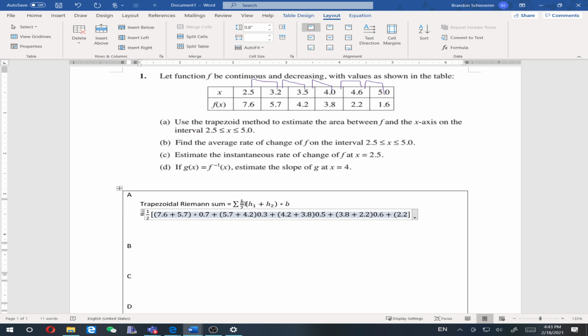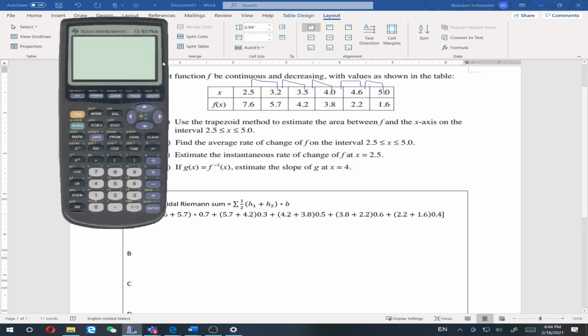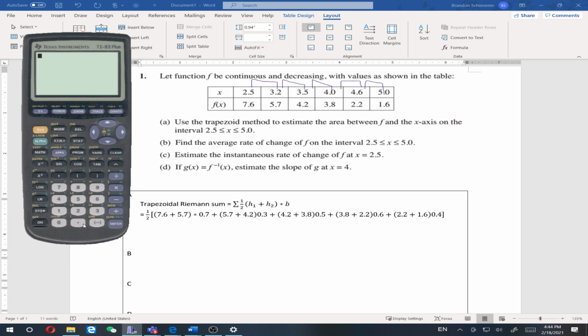Okay, so this will be 2.2 plus 1.6 times 0.4. Alright. Then I'm going to multiply all of that by 1/2. So I'm going to type this in our calculator. And we'll see what we've got. So I've got 0.5 times all of this. 7.6 plus 5.7 times 0.7.